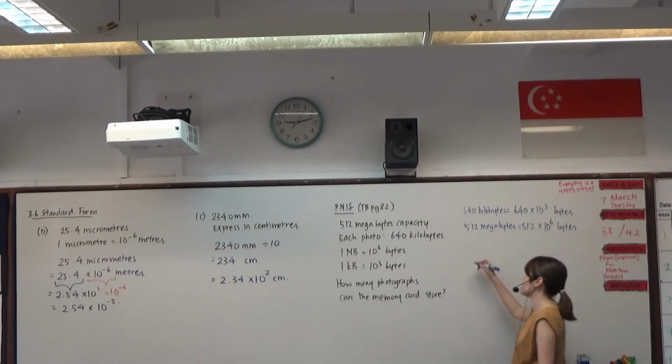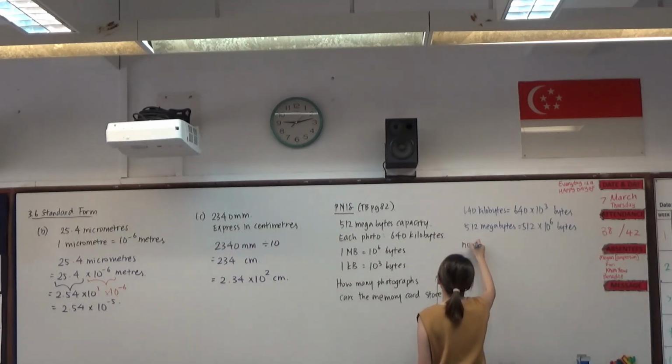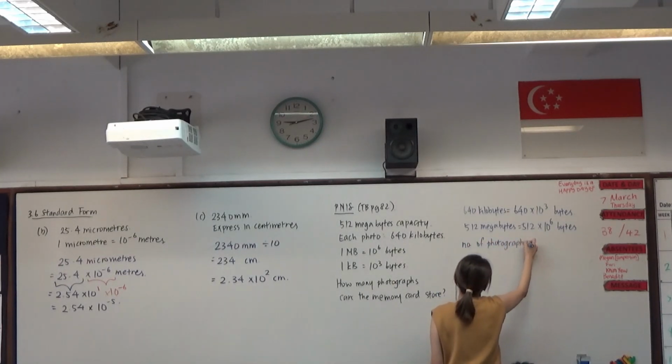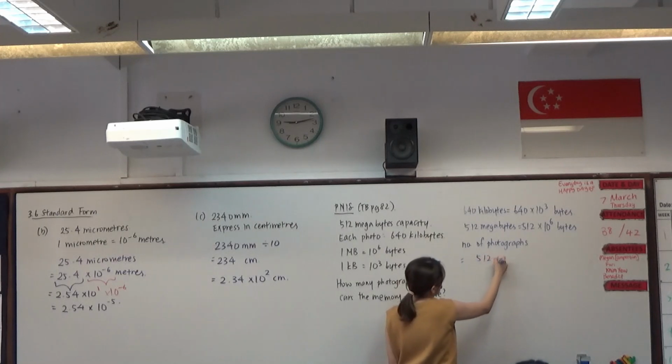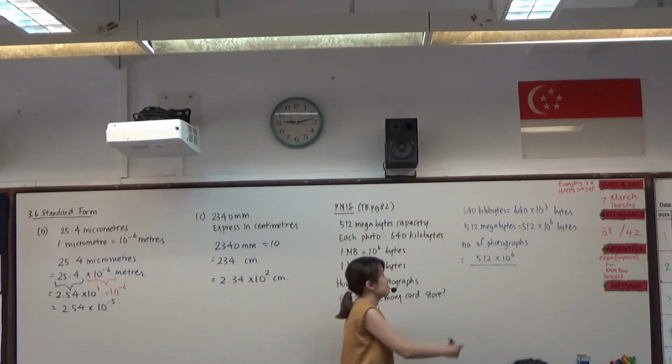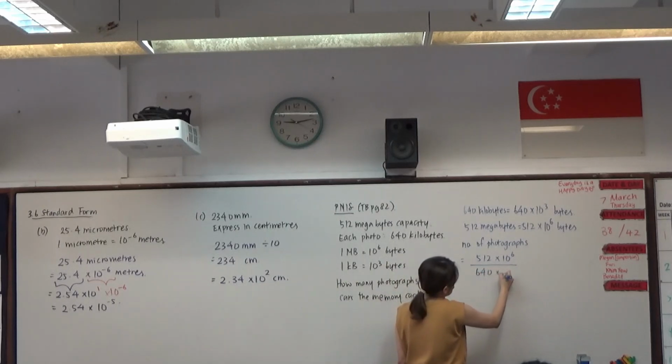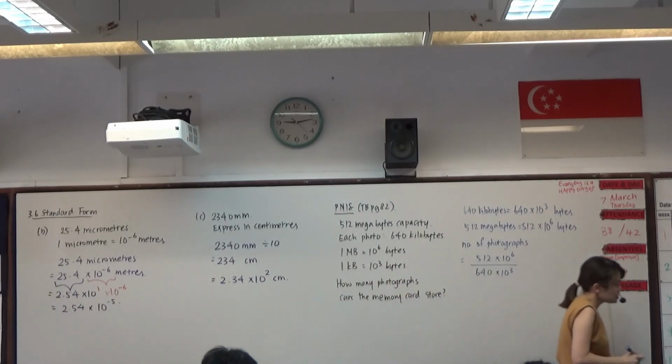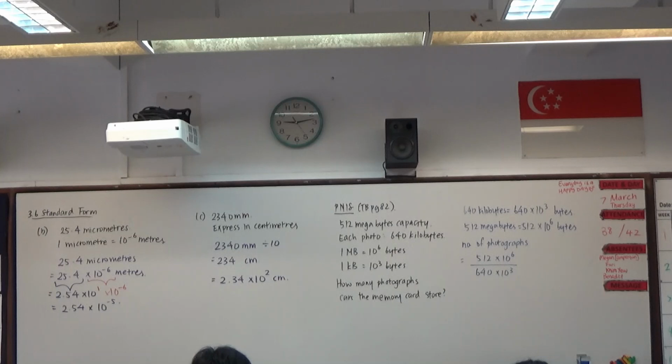Times 10 to the power 6. So to find the number of photographs, we take 512 times 10 to the power 6 divided by 640 times 10 to the power 3. Okay, Jihong, there's a reason why I called you. I'm sure you know why.